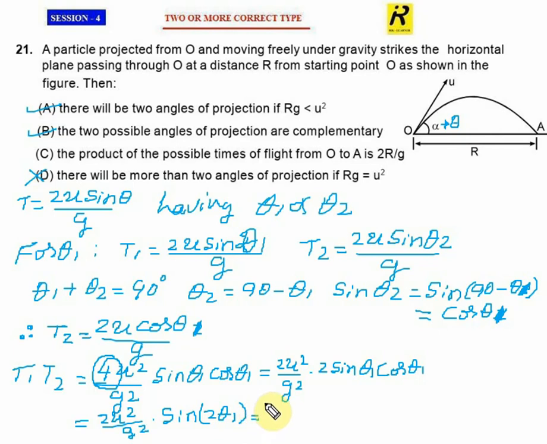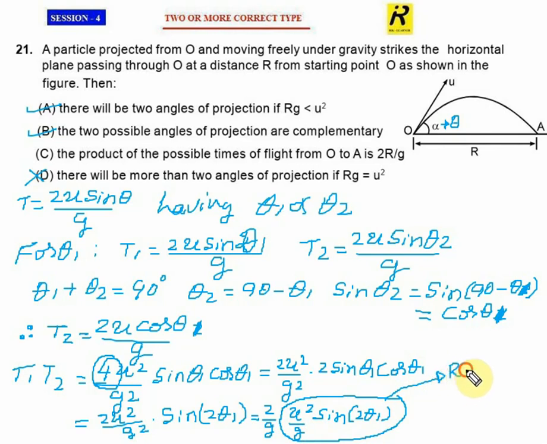See, 2 divided by g, let it be here, u square divided by g. I am splitting this denominator g square into g. So it is multiplied by sine of 2 theta 1. Now look at this part. This is range. So range is R. So that means this product finally comes to 2 divided by g into R.